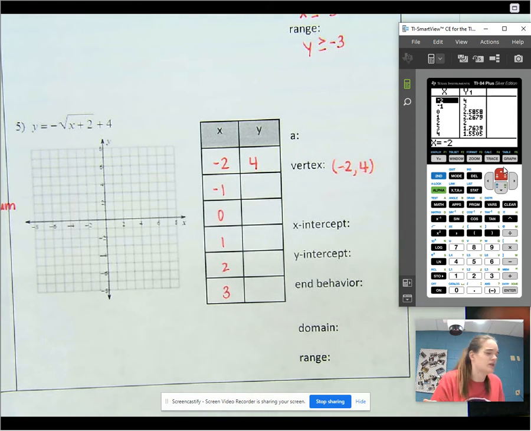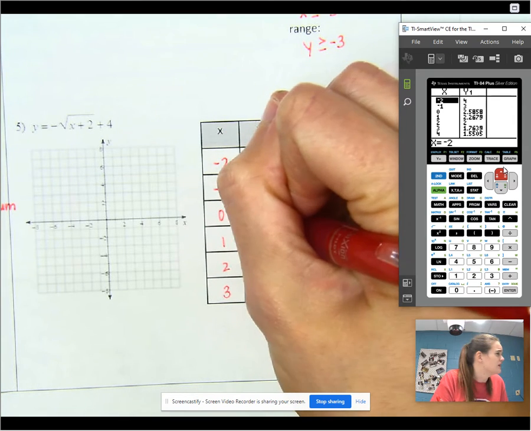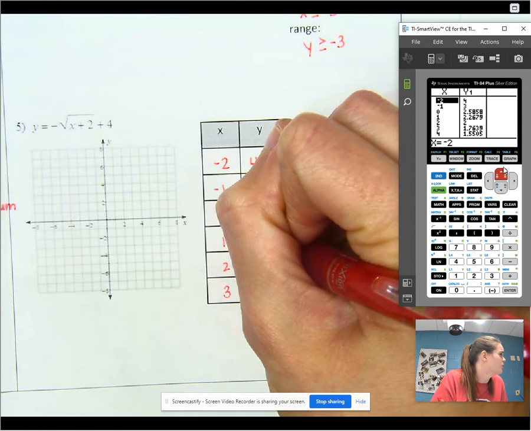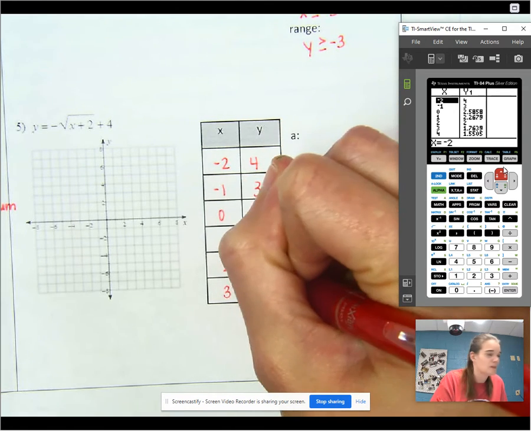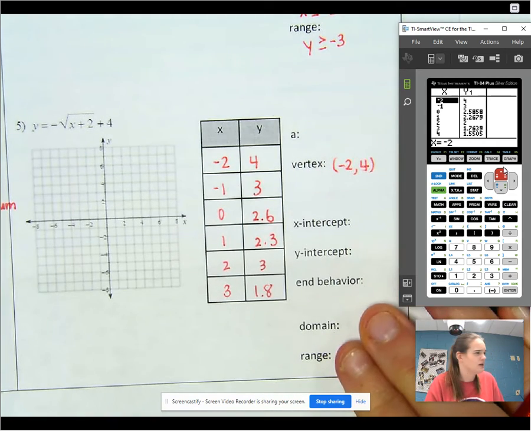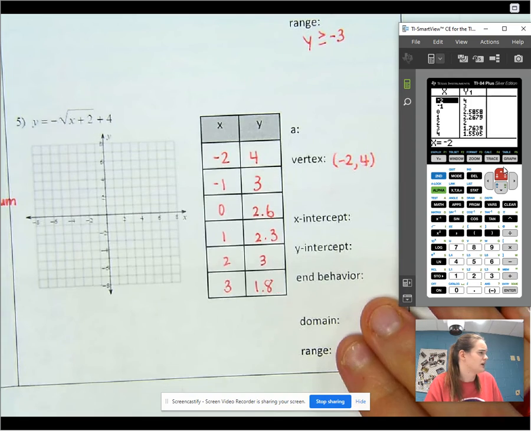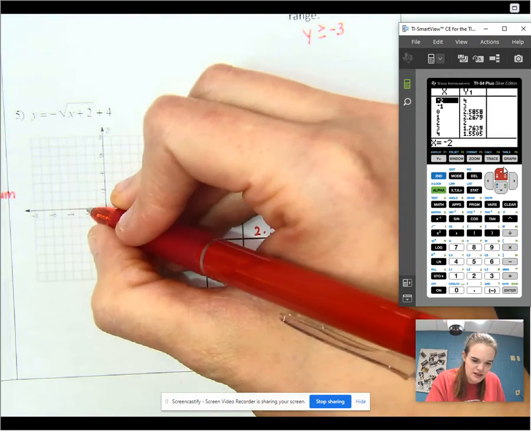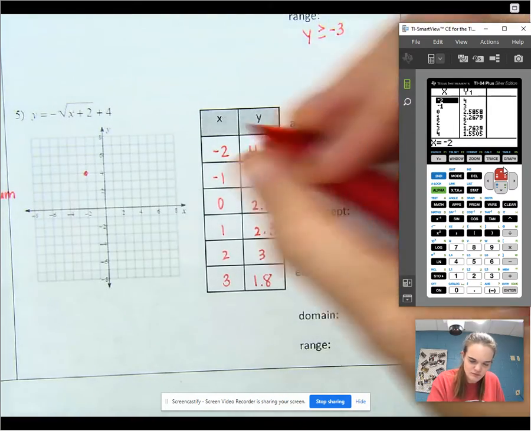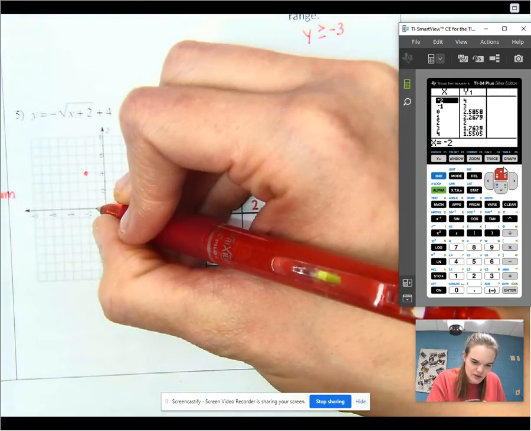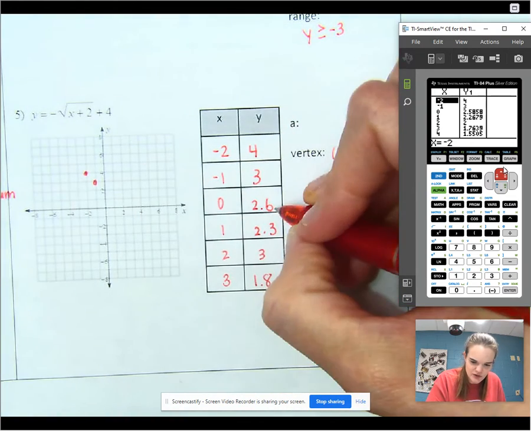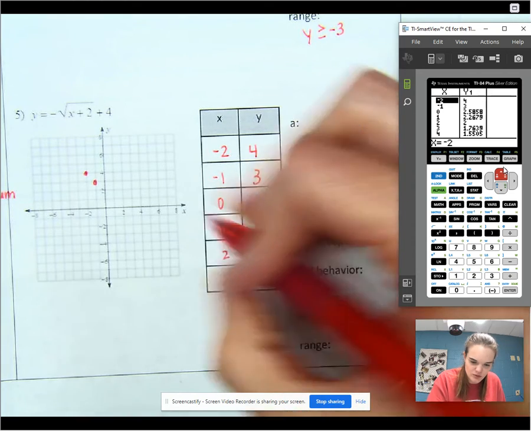Okay, so negative 2, 4, then negative 1, 3, then 0, 2.6, that's our y-intercept, 1, 2.3, 2, 3, and 3, 1.8. And I'll have to go find 0 in a minute if I have one. Negative 2, 4, I'm probably not going to have an x-intercept. Maybe, we'll see. Negative 1, 3, let's skip ahead to the whole number. 2, 3.